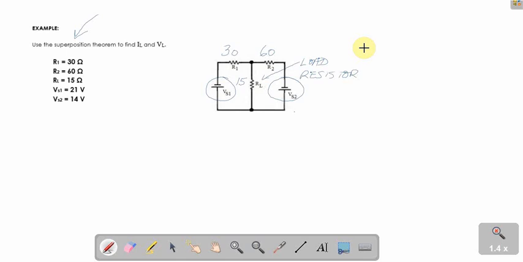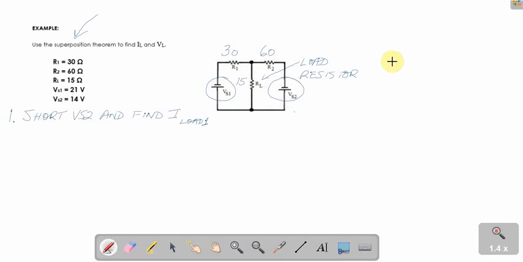The first step is to take a look at what VS1 does and disregard VS2. So step number one, we're going to short VS2 and just look at what VS1 does in terms of supplying current to the load. So that's our first step. Let's write this step out here.